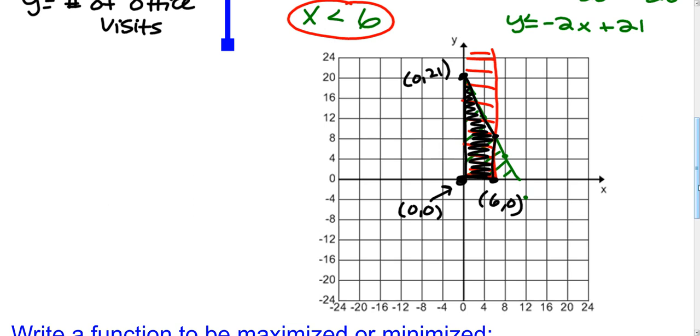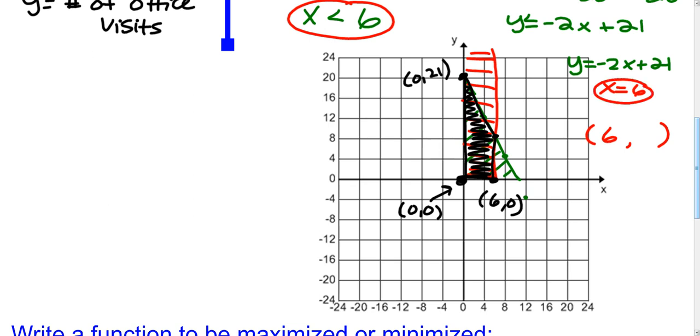So that equation is where the green and the red line intersect. So the green line, just kind of off to the side, I'm going to pretend this is equals. The green line was negative 2x plus 21, and the red line was x equals 6. So I already know that my x coordinate is 6, basically.